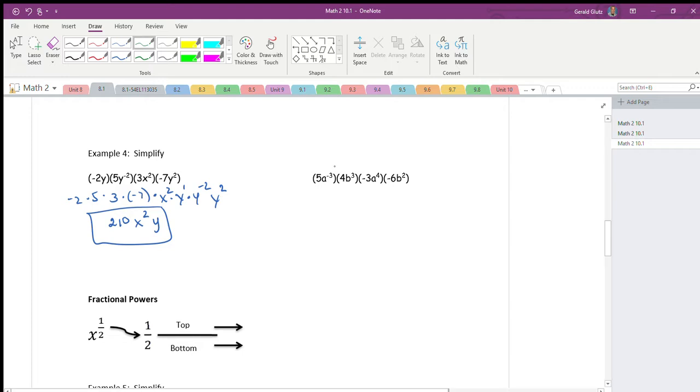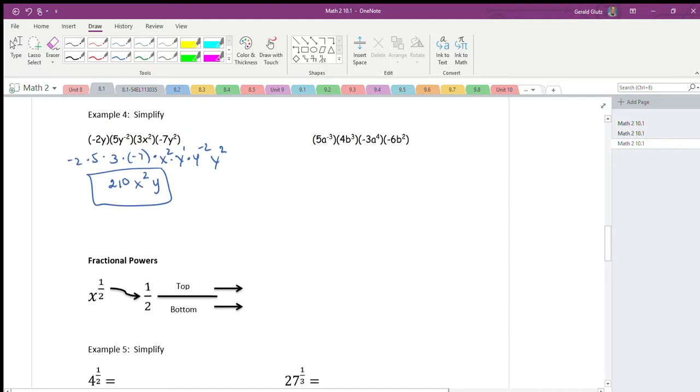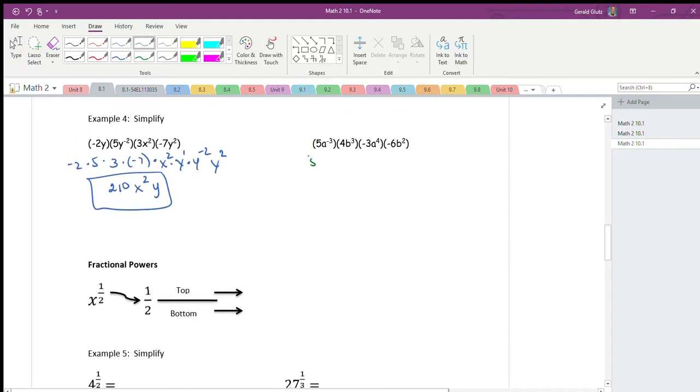So again, same thing over here. So again, nothing on the outside of the exponents. That's actually going to be tomorrow's lesson, I believe. So I'm going to multiply all the numbers together first. So 5, 4, -3, times -6. I'm going to take the letters in alphabetical order. So a to the -3rd, a to the 4th. And then I got a b to the 3rd and a b to the 2nd.